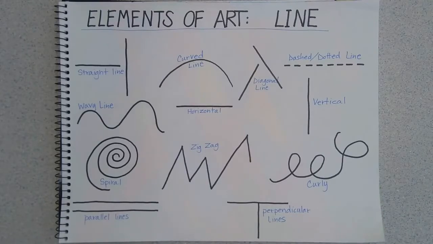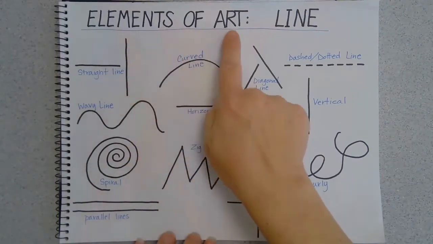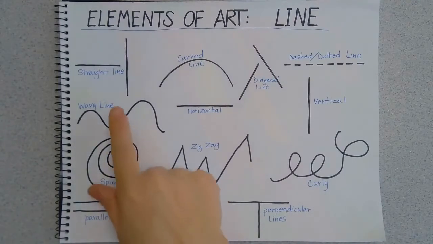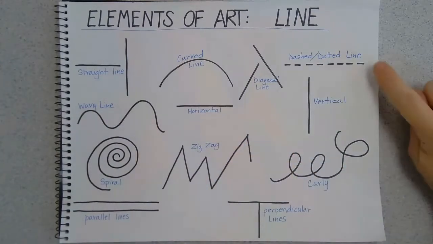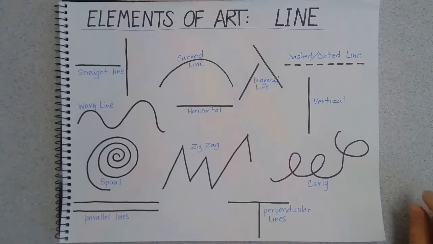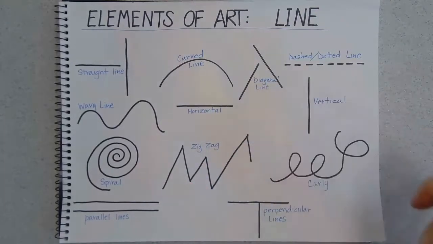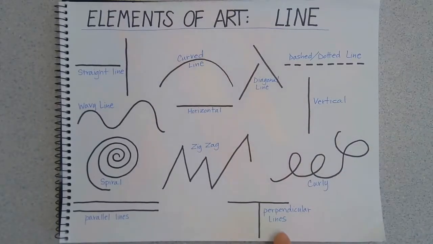Here are some examples of some lines. And this right here says elements of art. Line is actually one of the elements of art that we're going to be talking about this year. We have straight lines. We have curved and diagonal lines. There's a dashed and a dotted line, and another name for that would be a broken line because it's not connected. We have a vertical, horizontal. I already mentioned diagonal. We've got some curly lines, perpendicular lines.